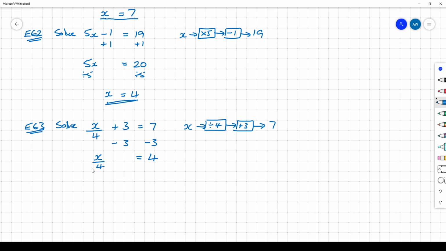Now I want to get rid of my divide by 4. I want to transform my divide by 4, or a quarter of x, really. That's how it looks, isn't it, as well? We could read it like that. x divided by 4 is a quarter of x.